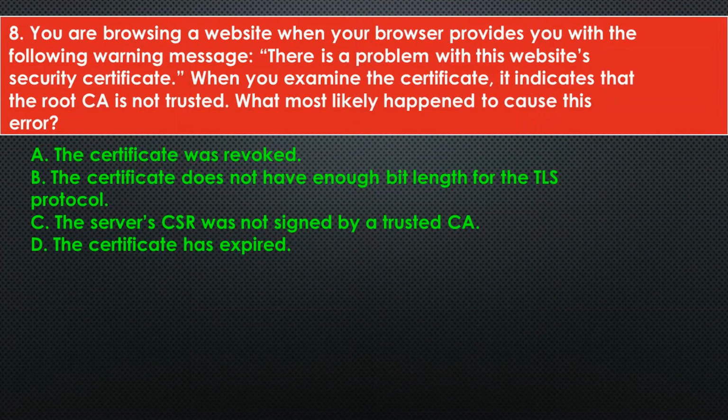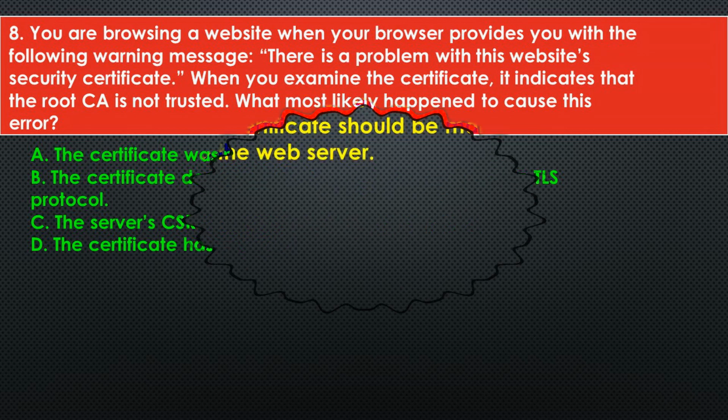8. You are browsing a website when your browser provides you with the following warning message: there is a problem with this website's security certificate. When you examine the certificate, it indicates that the root CA is not trusted. What most likely happened to cause this error? A. The certificate was revoked. B. The certificate does not have enough bit length for the TLS protocol. C. The server's CSR was not signed by a trusted CA. D. The certificate has expired.